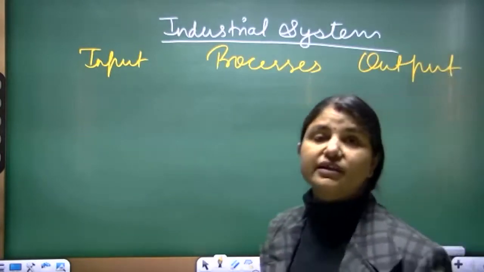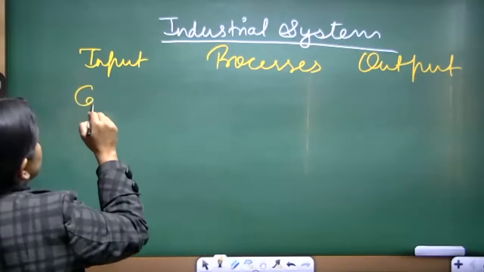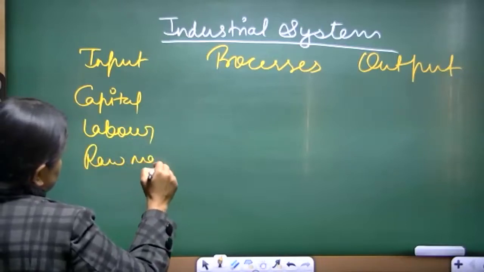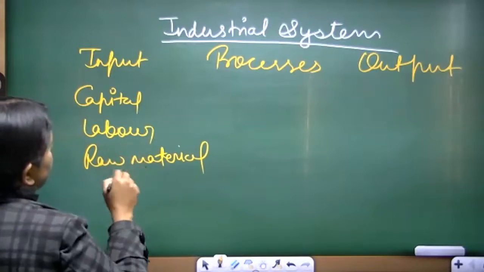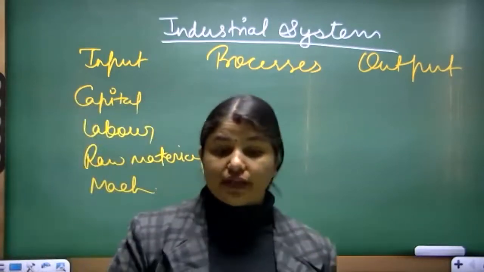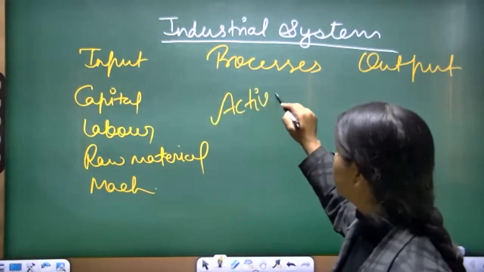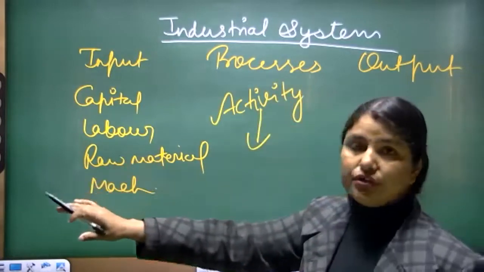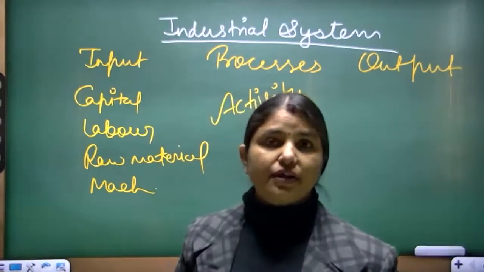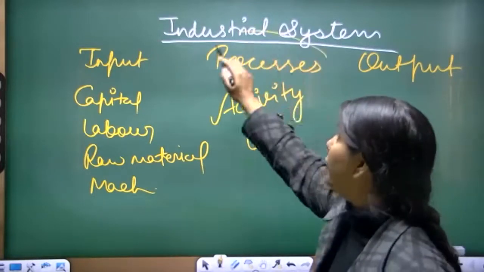Now the question will be, ma'am, what is the input, how do we do the processing, or what output do we get. Suppose capital, labor, raw material, and also machineries, etc., whichever we use over there, all are known as the input of the complete industry. And the activity which we do in the industry, from the raw material to the finished product, is the part of the processing.